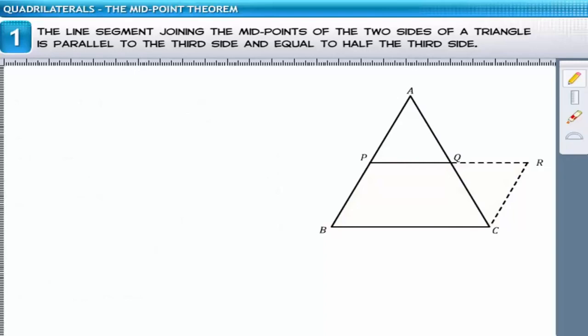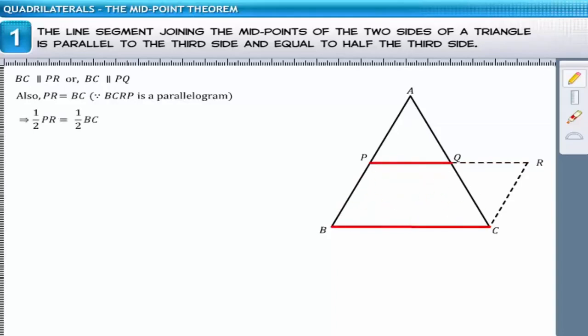Now, since opposite sides of a parallelogram are parallel, BC is parallel to PR, or in other words, BC is parallel to PQ. Also, opposite sides of a parallelogram are equal. Therefore, PR is equal to BC. Therefore, half of PR is equal to half of BC. Or, PQ is equal to half of BC.